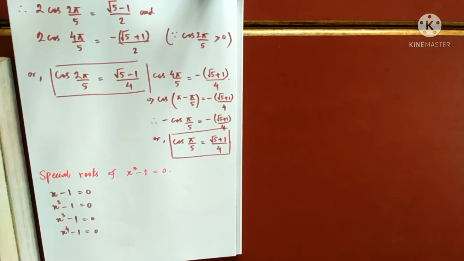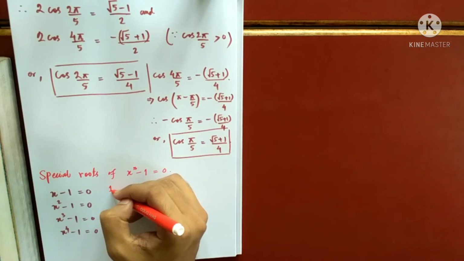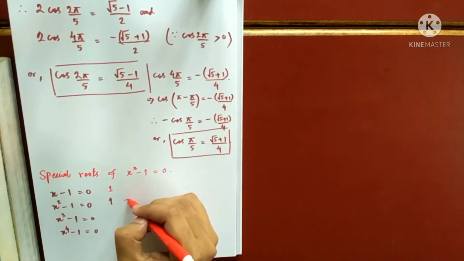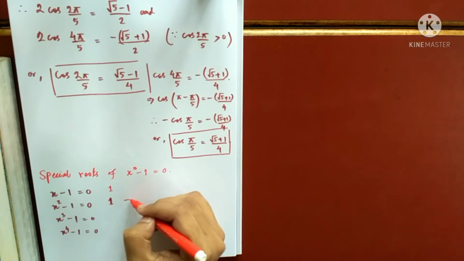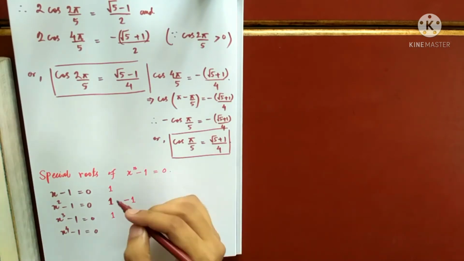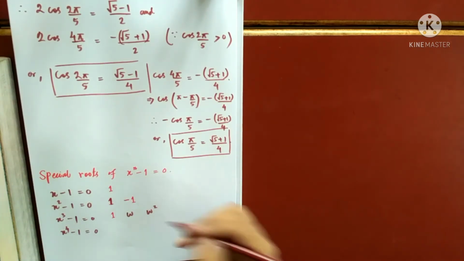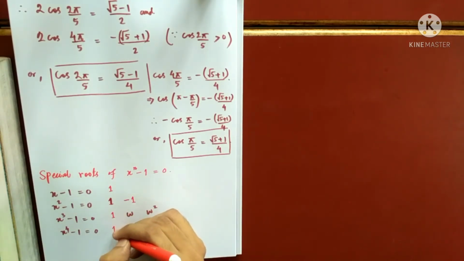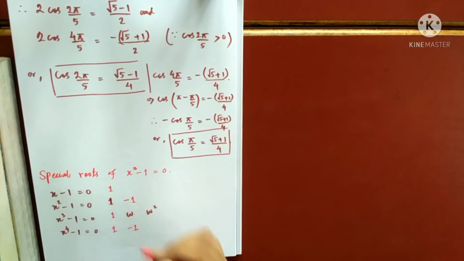So the root of this equation is 1, right? The root of this equation is 1 and minus 1. The root of this equation is 1 and the other two roots are omega and omega square. You know what is omega square. And here the roots are 1, minus 1, I, minus I. You may check. So by using the concept given before, you can find these are the roots.